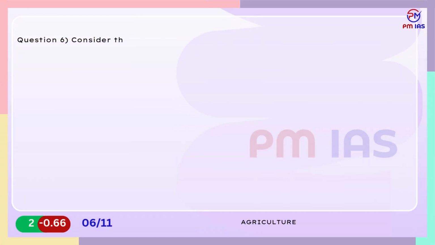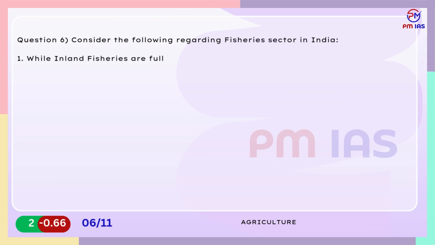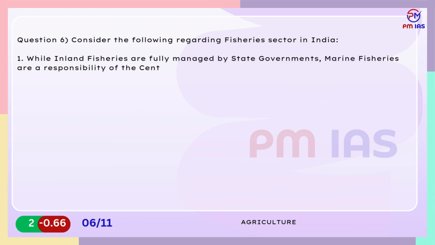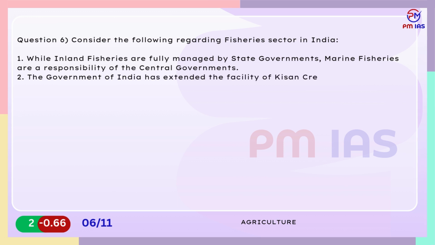Question 6. Consider the following regarding fisheries sector in India. 1. While inland fisheries are fully managed by state governments, marine fisheries are a responsibility of the central government. 2. The Government of India has extended the facility of Kisan Credit Card, KCC, to fisheries and animal husbandry farmers to help them meet their working capital needs.